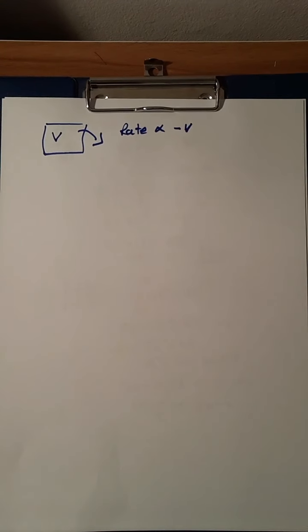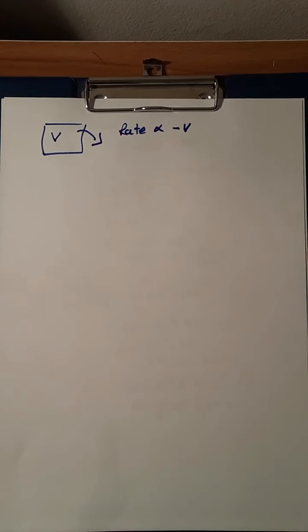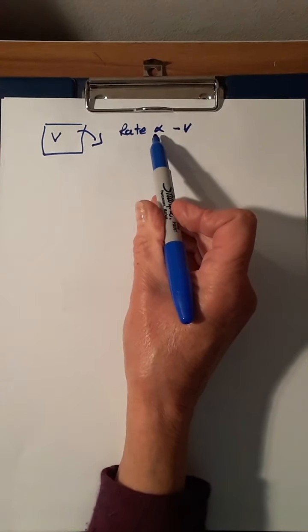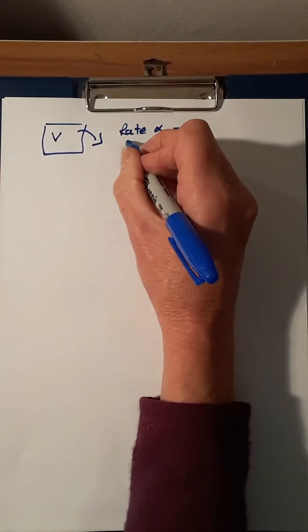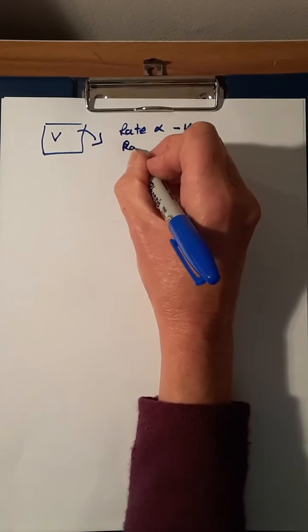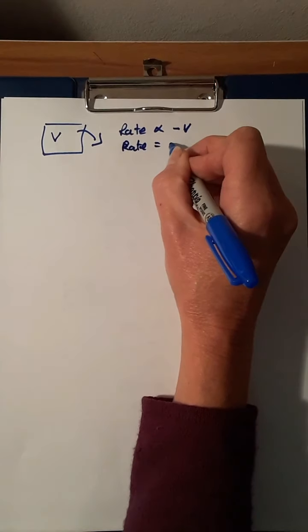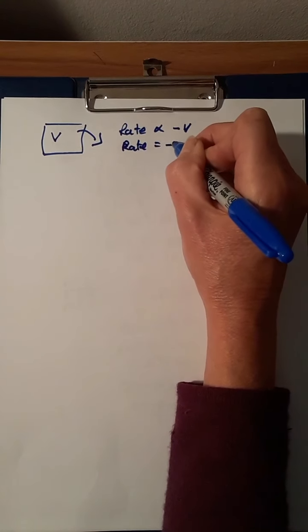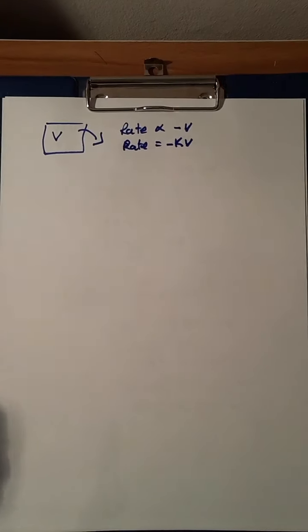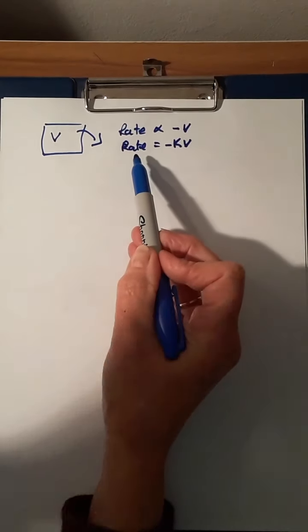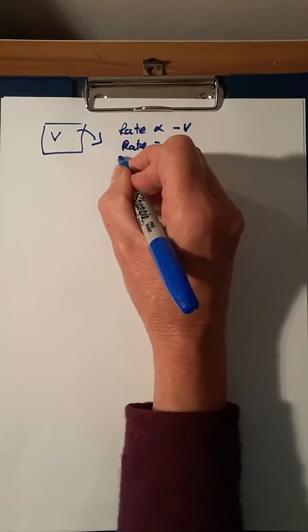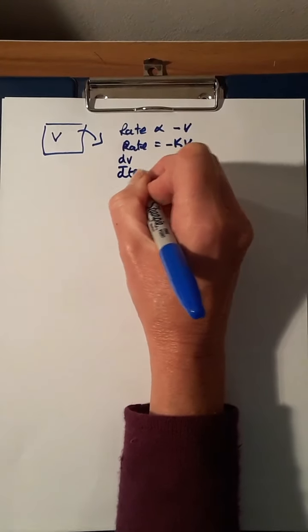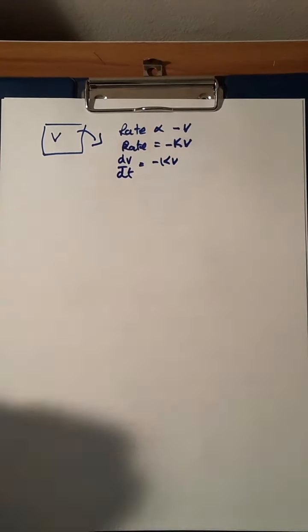So the rate is proportional to minus V. If I've got this proportional sign, I'm going to get rid of it by putting in an equal sign and a constant. So a constant of proportionality, that will become minus kV. And of course, the rate is the rate of change of volume. So this, of course, is dV/dt is equal to minus kV.